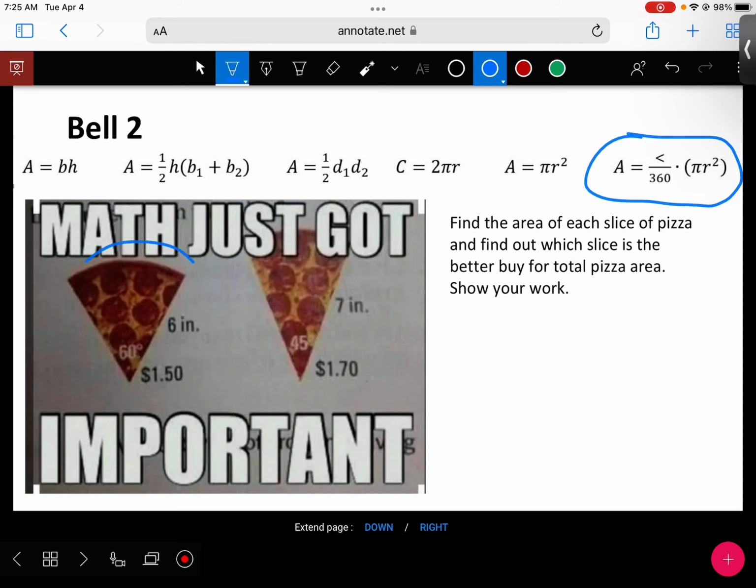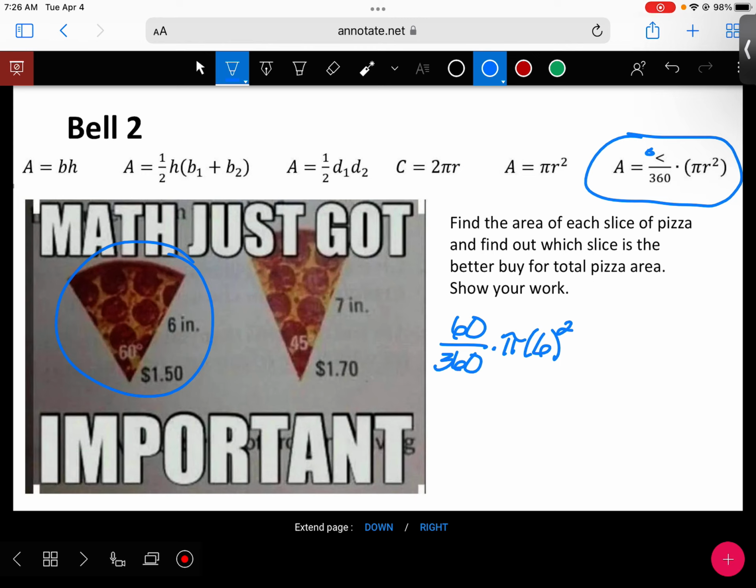So to find the area of this first one, it says area equals the angle, or I usually put degree, which is 60, divided by 360, times pi r squared. What's my radius for that first slice of pizza? Come on, guys. What's that radius? 6. Yes. So 6 squared.